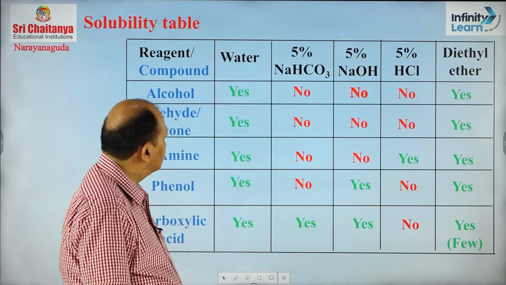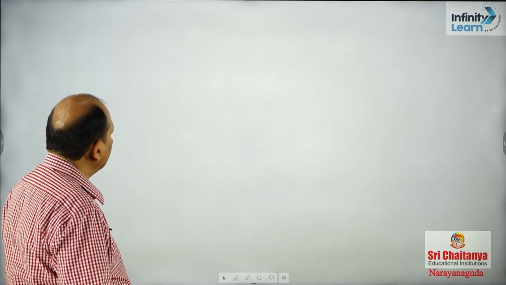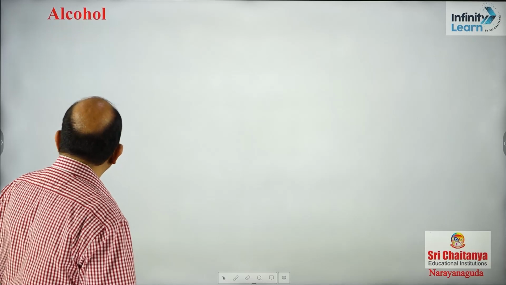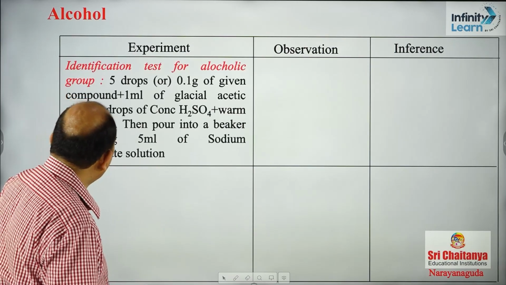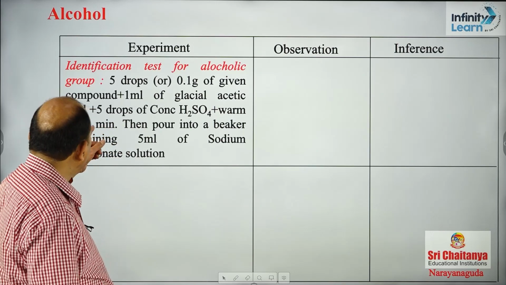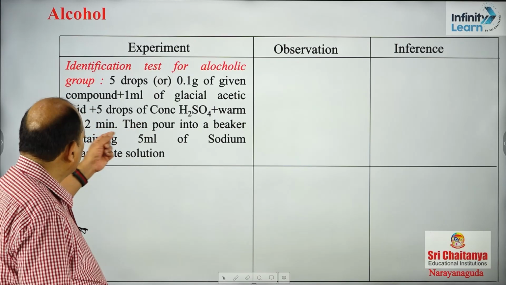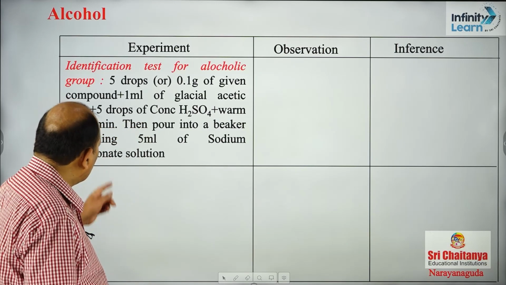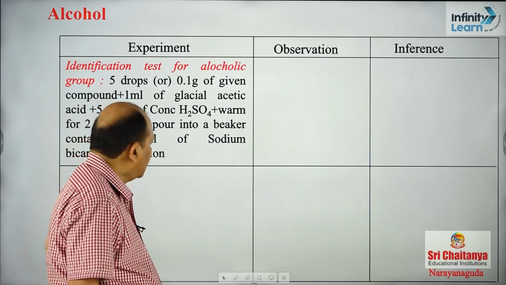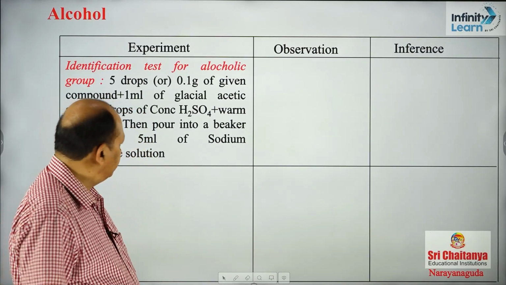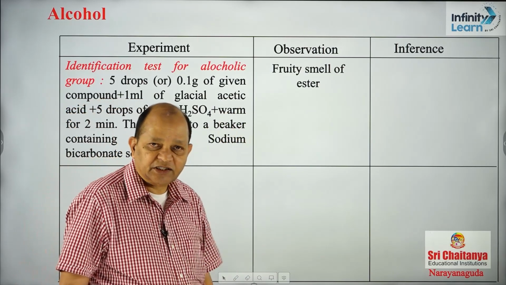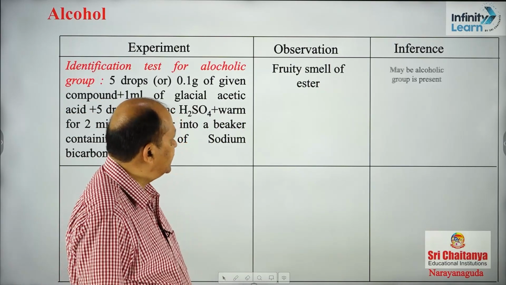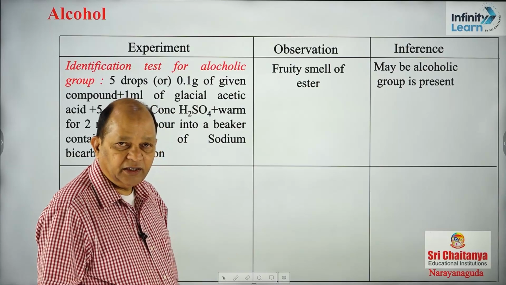Now, we shall proceed to identifying the functional groups of different categories. If you take alcohols, there are basically 2 tests. In the first test, you take the compound and add a little glacial acetic acid and a little concentrated sulfuric acid, warm them, and pour into a beaker containing sodium bicarbonate. Then a fruity smell of ester can be observed, which indicates that this may be an alcoholic compound.